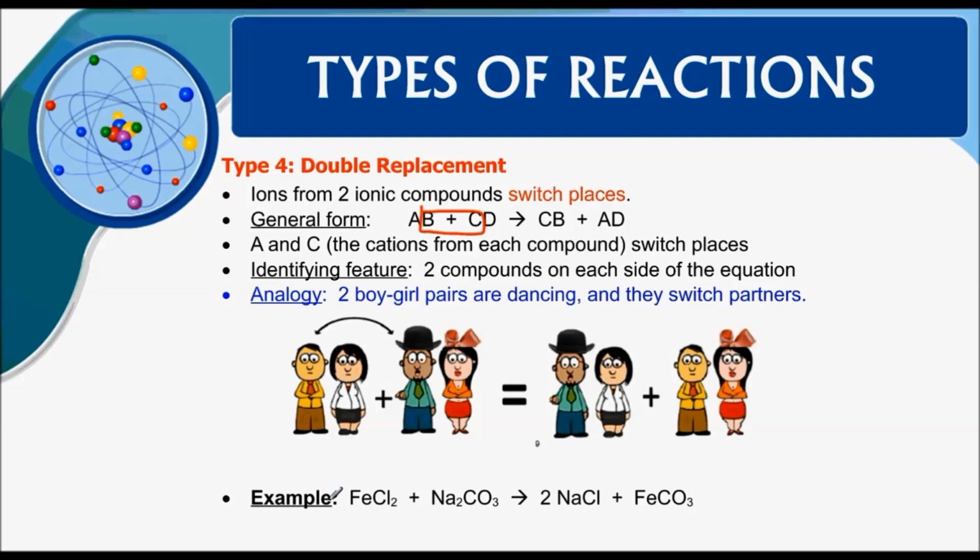A real-life example is iron(II) chloride reacting with sodium carbonate to form sodium chloride and iron(II) carbonate. So again, the box method makes this really easy to see.